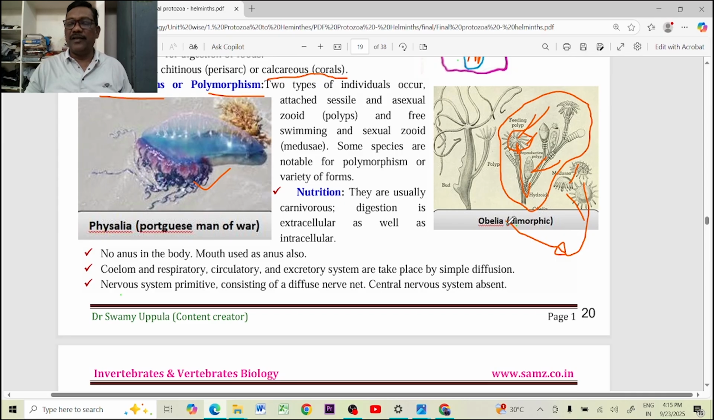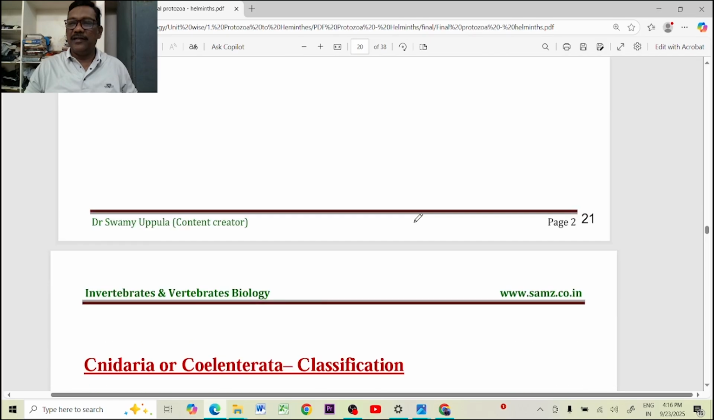The larva can swim in the water, attach to a substratum, and develop as an adult organism or asexual form, the Obelia colony. Here two forms are there. This is the asexual form, this is the sexual form. So that's why it is called dimorphism. Polymorphism means one coelenterate colony contains more than two zooids.